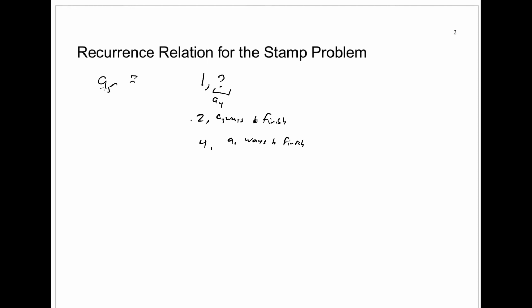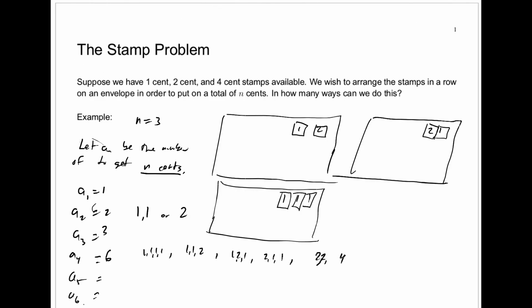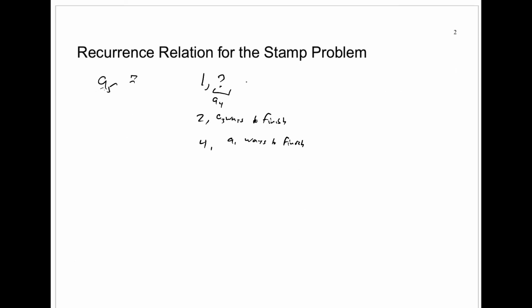So I have 3 choices for what stamp to start with, and for each of those choices, I know how many ways I can finish up, A1, A3, or A4. If we go back to our table here, A4 was 6, A3 is 3, A1 is 1. So what I have is 6 plus 3 plus 1, or 10.